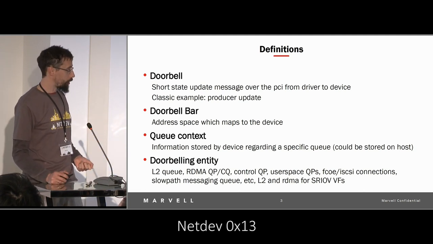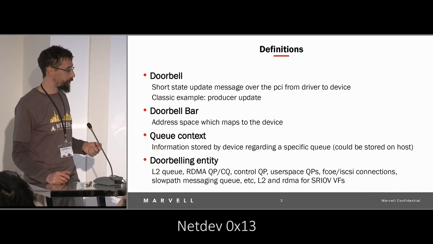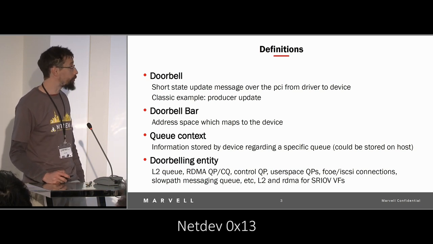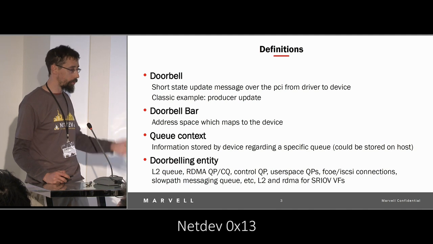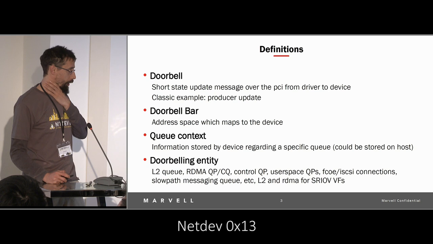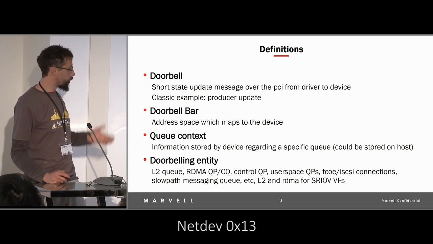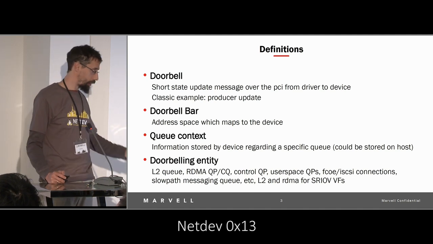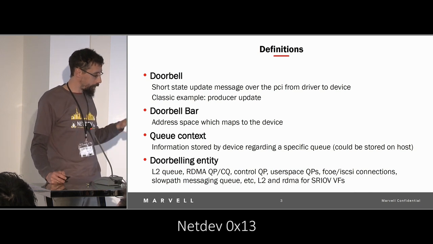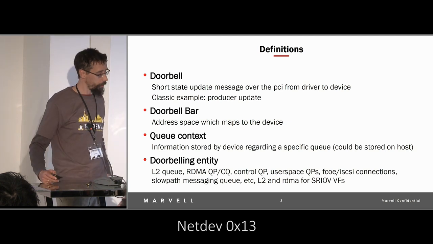So a doorbell is basically a short message from the host to the device updating the status of a queue. It could be an L2 queue or RDMA queue or a slow path queue. It doesn't matter. A classic example is a producer update. And there are many doorbelling entities, right? There could be many L2 queues or many RDMA QPs. Actually, I think that Ol's presentation is going to describe something that will increase the possibility of hitting this with more queues.